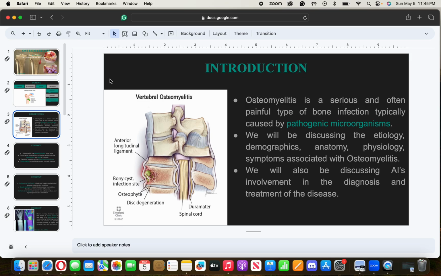So, a brief introduction into what osteomyelitis is. Osteomyelitis is an infection of the bone caused by pathogenic microorganisms. Here we have an illustration of what it looks like when it occurs in the vertebra.